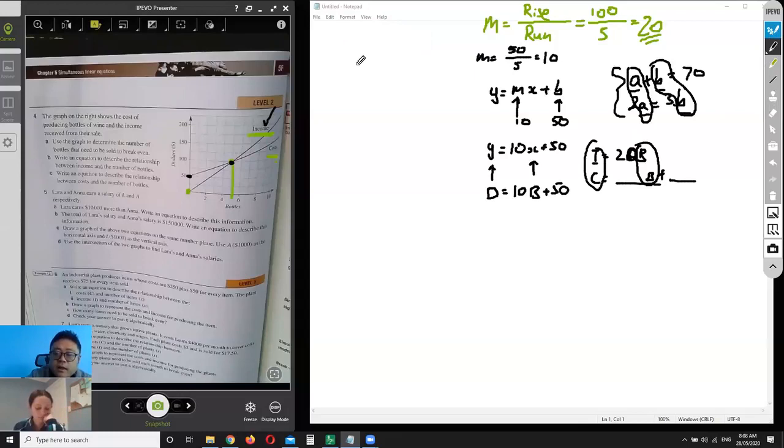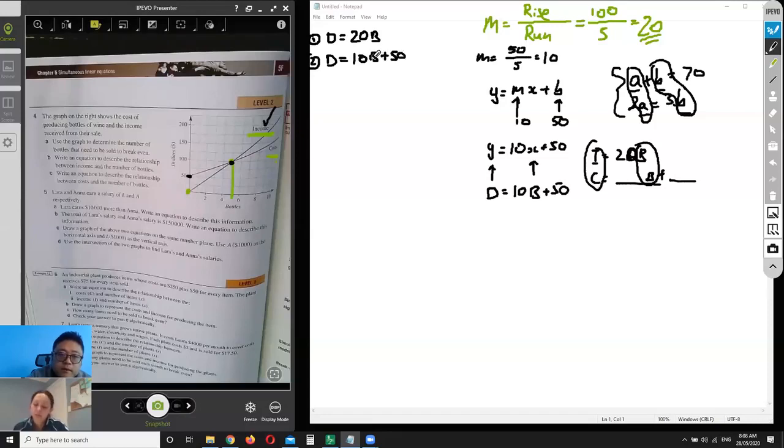So where are we? Our first equation was D equals, so that's this equation here. D equals? The first one? What did we say, 20B? Yep. And our second equation was D equals 10B plus 50. That's right.